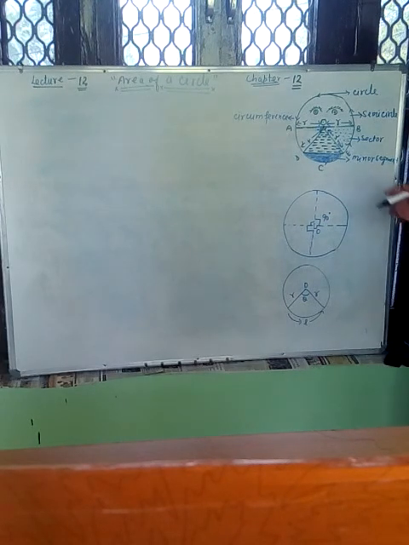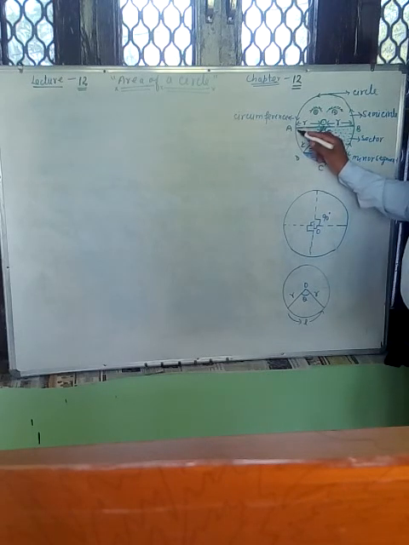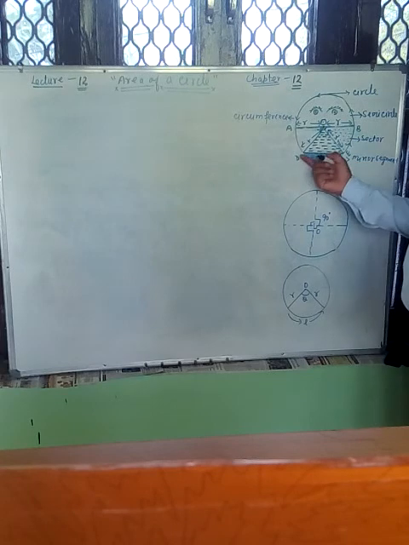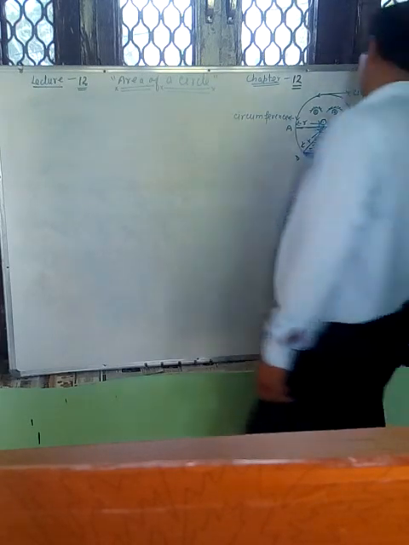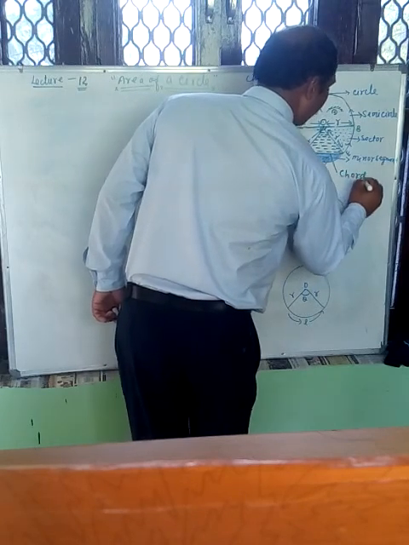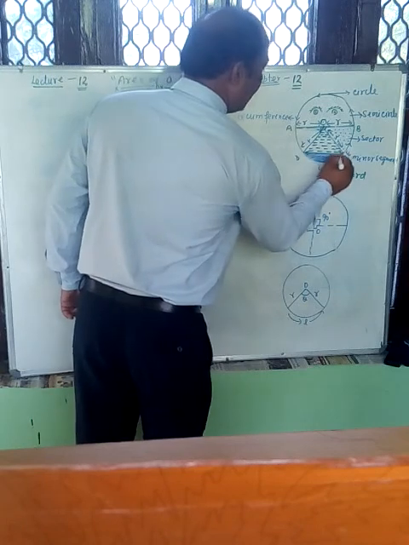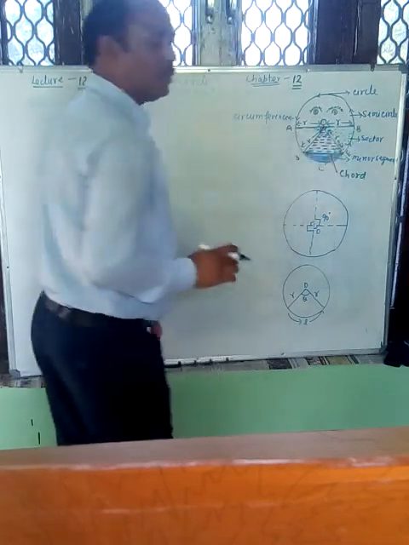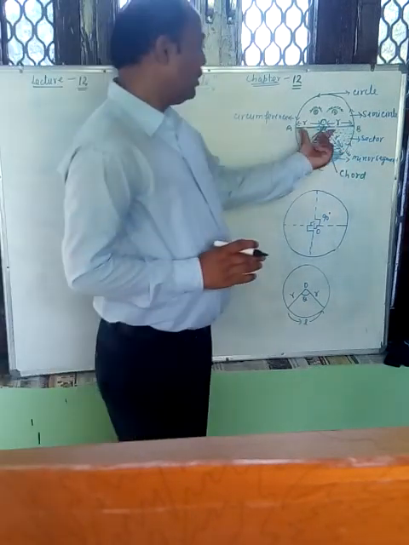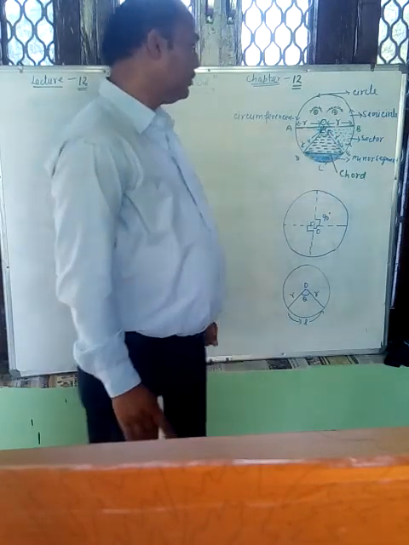Okay, and in the circle here is one line. This is DE. This is called a chord. And AB is also a chord. AB is the longest chord of the circle.